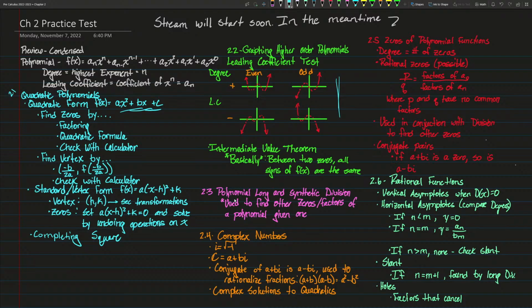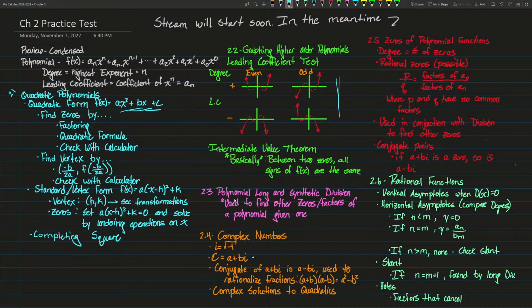Okay, 2.4 is dealing with complex numbers, so i is equal to the square root of -1. Any complex number can be written as a plus bi, so a real number plus a real number times i. Complex zeros come in conjugate pairs, and when you multiply a complex number by its conjugate, you get a difference of squares. Okay, 2.5, that's with the rational zero test. And that's where the conjugate zeros come into play as well.